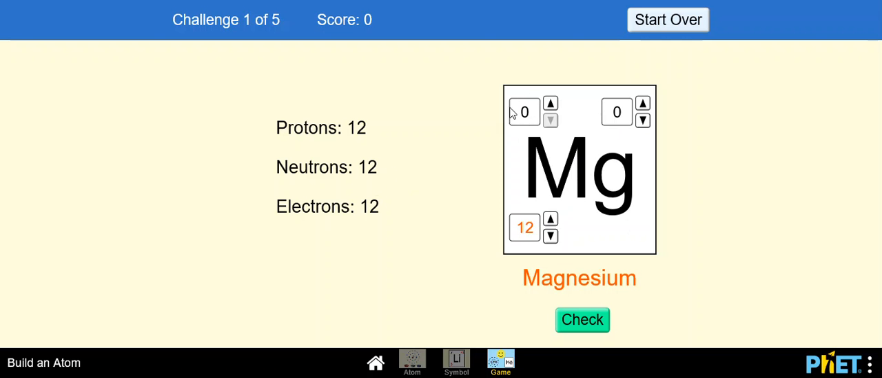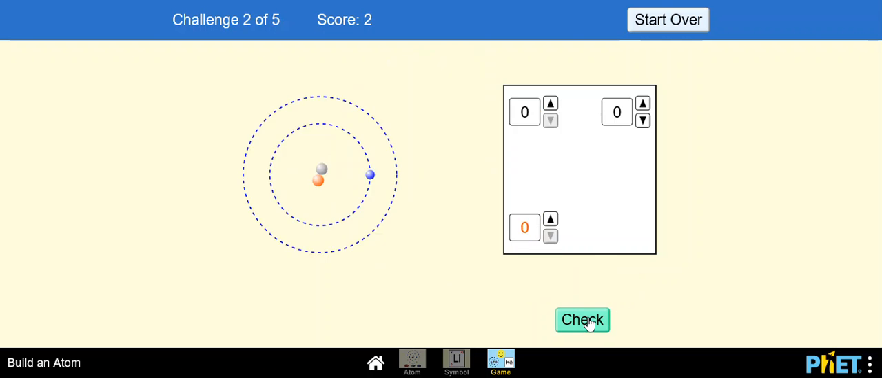Now, to get your mass number, remember it's protons plus neutrons. So it's 12 plus 12, which is 24. And I don't think there's an easier way of getting to 24. You just have to click on the up arrow 23 times to go from 1 to 24. And then up here is going to be your charge. So it's protons minus electrons. 12 minus 12 is 0, so we can leave the 0. We check. I'm going to do a couple more, and if I get them all right, you will see what happens if you answer all 5 questions correctly.